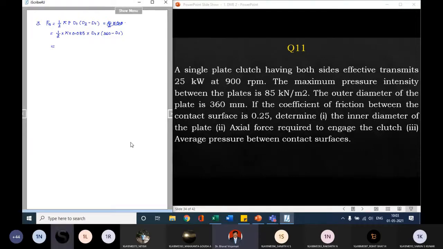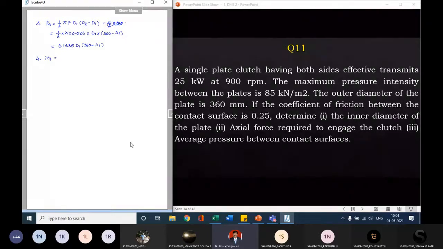Okay. So 0.1335 D1 (360 minus D1). This is your answer. So step number 3 is done. Now I got step number 4. Now step number 4, empty.